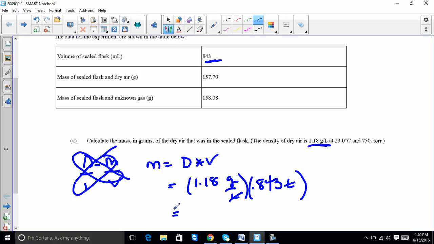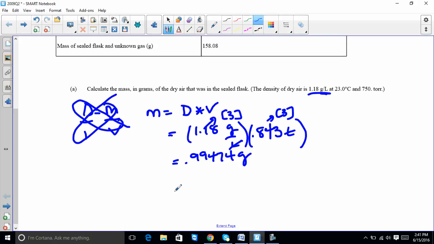If you do this on a calculator, 1.18 times 0.843, pounding away on my calculator, it actually says 0.99474 grams. But here's sig figs. This one has three, this one has three. They probably only want you to keep three. So I'm saying the best answer to this question is 0.995 grams.